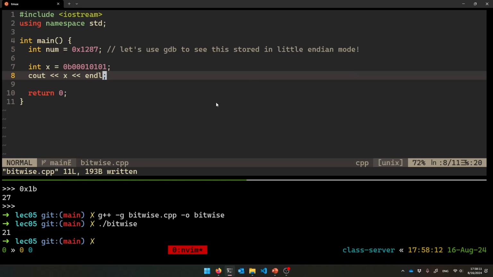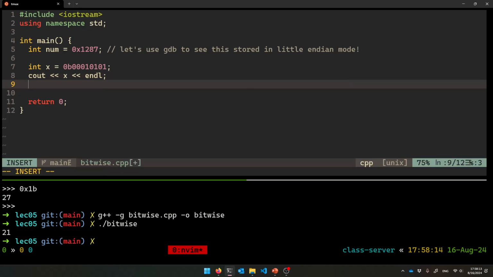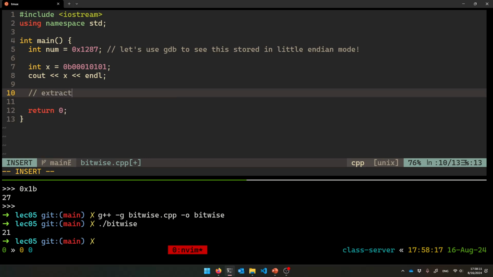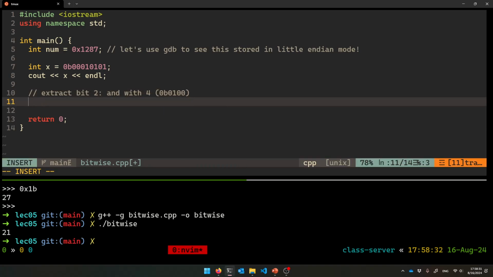Right, so I can bitwise AND with the number 4. So to extract bit 2, I'm going to AND with the number 4. Honestly, you don't even have to figure out that it's the number 4. You can just AND with 0b0100, something like that. You don't have to do any extra thought if you don't want to. But here's how you check if bit 2 is set.